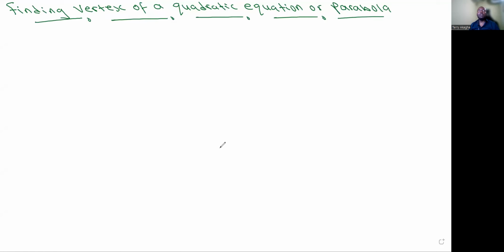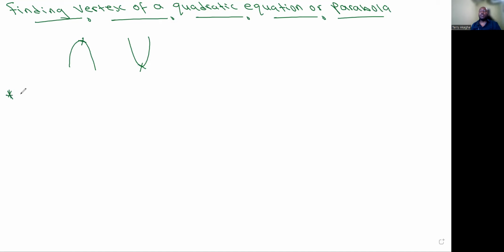So what does the vertex mean? The vertex of a quadratic equation or a parabola is the highest or the lowest point of the equation. So for instance, if you have a quadratic equation like this, this is the vertex. If you have something like this, this is the vertex. So that means it's the highest or the lowest point of a quadratic equation.